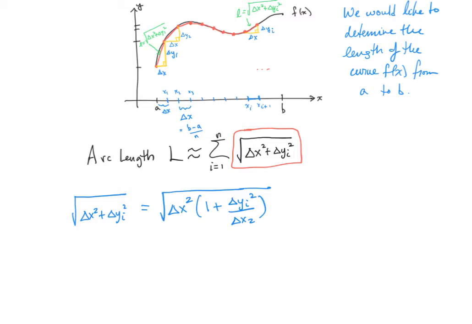Now, delta x is a positive number, so I can pull delta x squared out of the square root, right? The square root of delta x squared is going to be the absolute value of delta x, but delta x is this distance, which is positive already, so we don't need the absolute value. So we can rewrite this as delta x times the square root of 1 plus, and then I've got both the numerator and the denominator being squared. That's supposed to be a square.